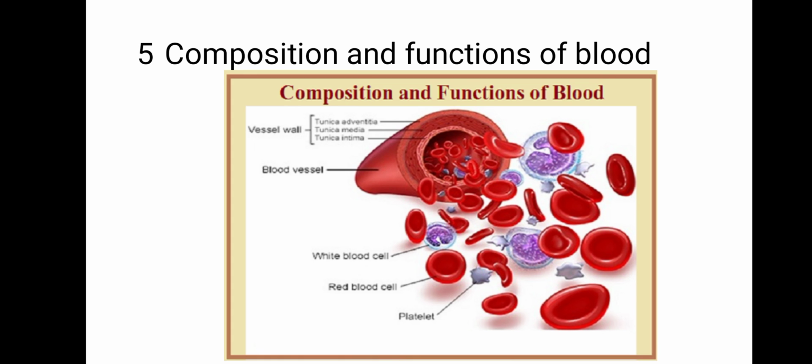Functions of RBCs: transport O2 from lungs to tissues, transport CO2 from tissues to lungs. Function of WBCs: helps to fight infection. Function of platelets: blood clotting. Blood clotting is the process in which blood loses its fluidity and becomes a jelly-like mass a few minutes after it is shed out.